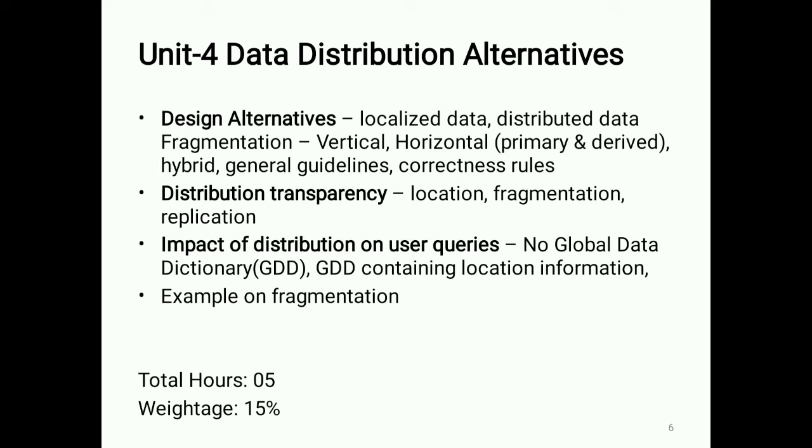And then the impact of distribution on user queries, in which the sub point is the global data dictionary, short form GDD, and GDD contains location information. And we also have to understand the example of fragmentation. The total time allocated for this unit is 5 hours and the weightage is 15%. So it's much higher than the other units. It's a 50% weightage from the examination point of view.